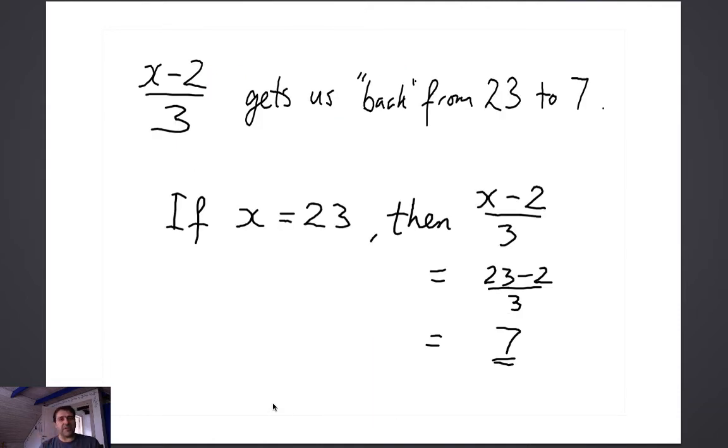Okay, so here I've just said that again. x minus 2 over 3 gets us back from 23 to 7. If x is 23, then x minus 2 over 3 works out to be 7.